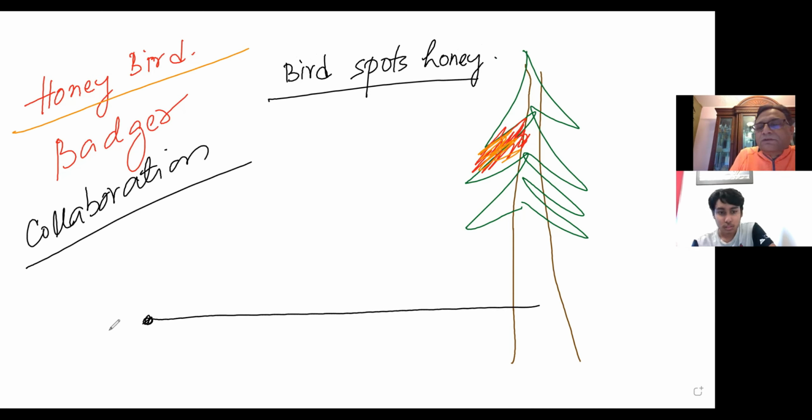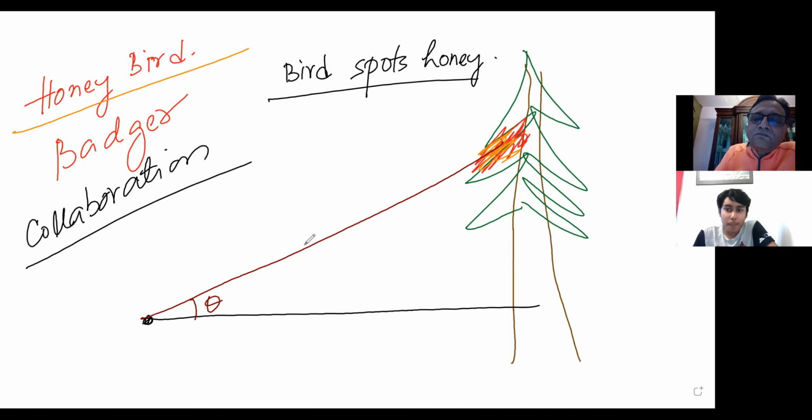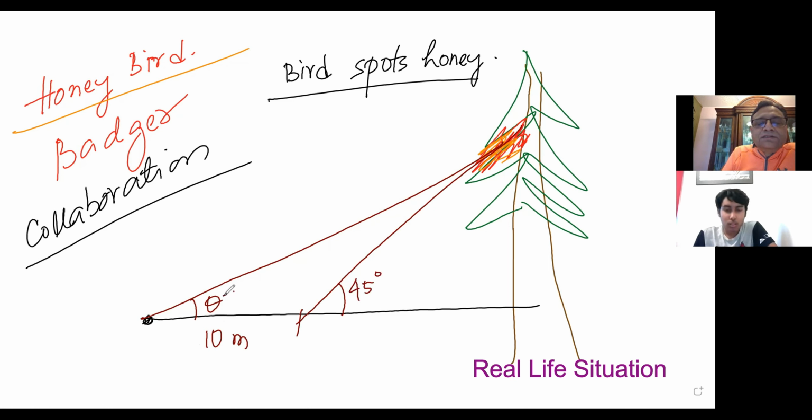Our badger is somewhere here. The bird points at an angle, and at this angle we have honey. Let us say this angle is theta. Then after the badger goes 10 meters, the bird again points at the honey and gives an estimated angle. Let's say this angle is 45 degrees, and the earlier angle is 30 degrees.